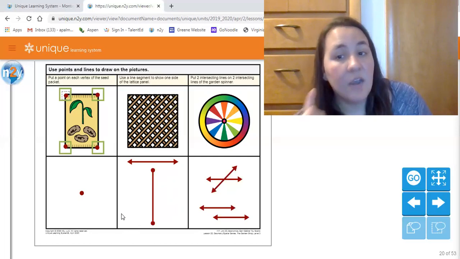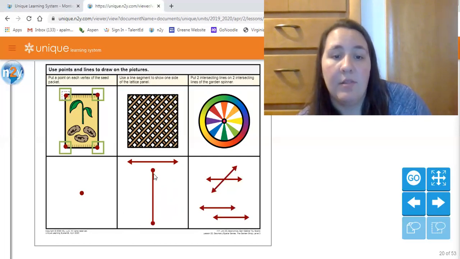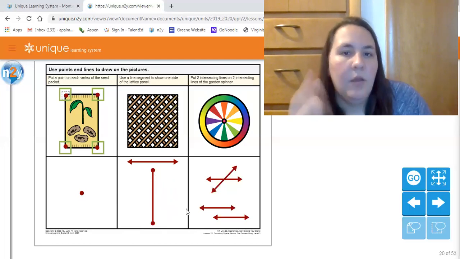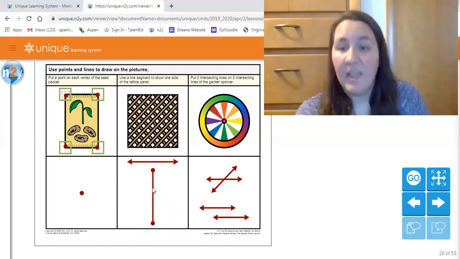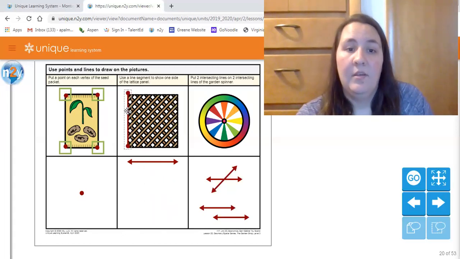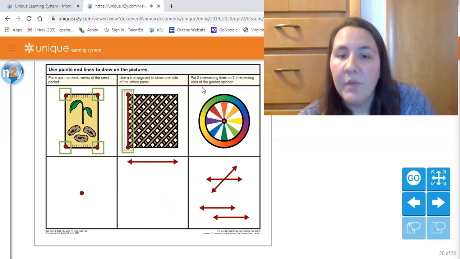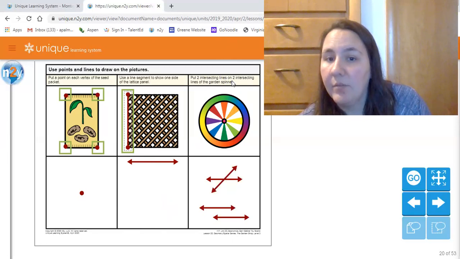So with your finger, I want you to touch the line segment. Is it this one or is it this one? With your finger, touch it. Beautiful job. Yeah, it's the one that has points at the end. Remember, a line segment has points because it is a part of a line. Very good. All right, the last one says put two intersecting lines on two intersecting lines of the garden spinner.